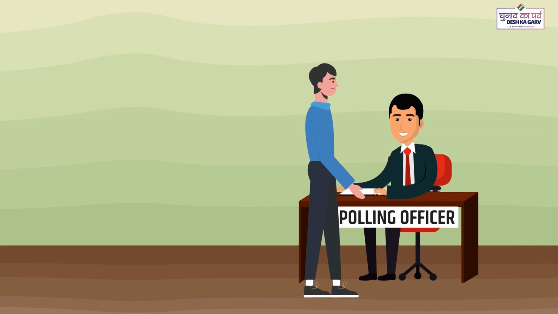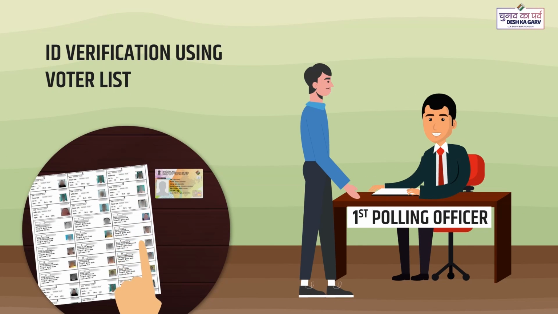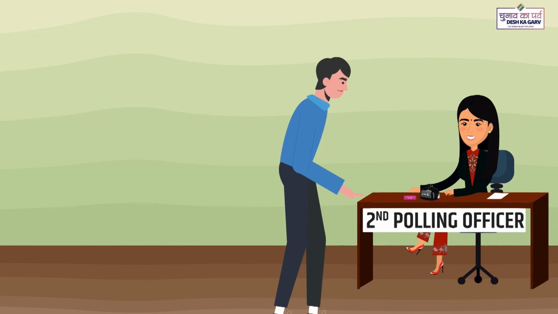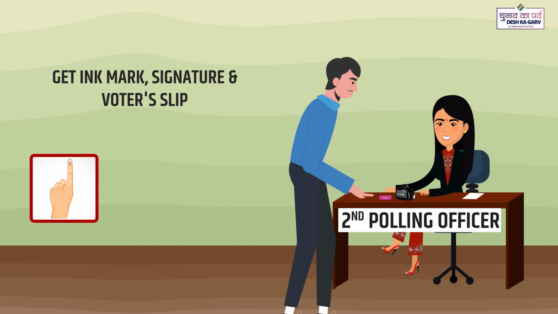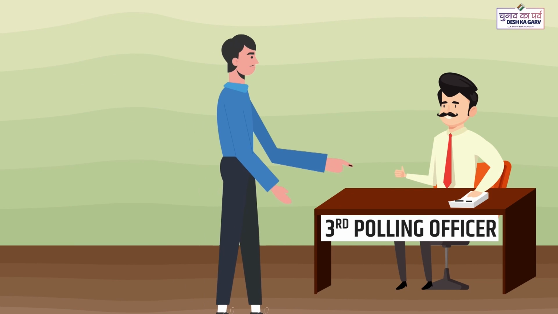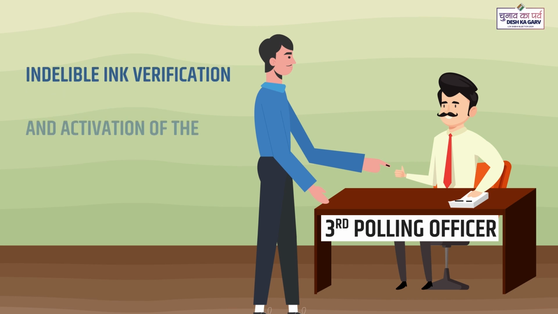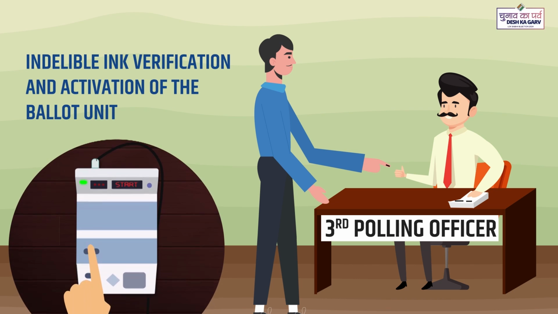Go to the first polling officer who will verify your identity using the voter list. Then proceed to the second polling officer who will mark your left hand index finger with indelible ink, give you a slip and take your signature. Then proceed to the third polling officer for indelible ink verification and activation of the ballot unit.